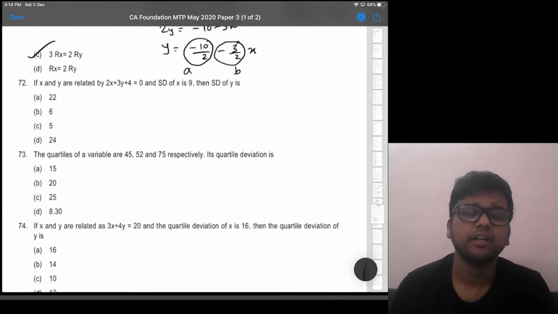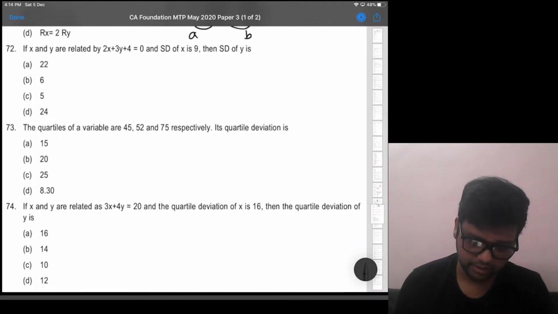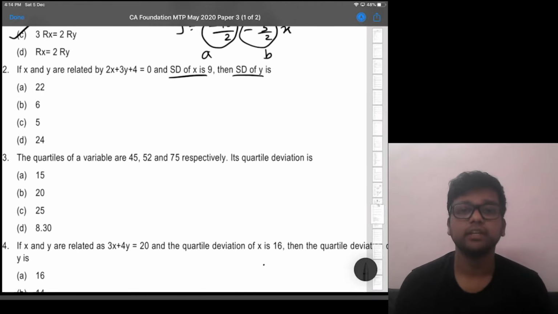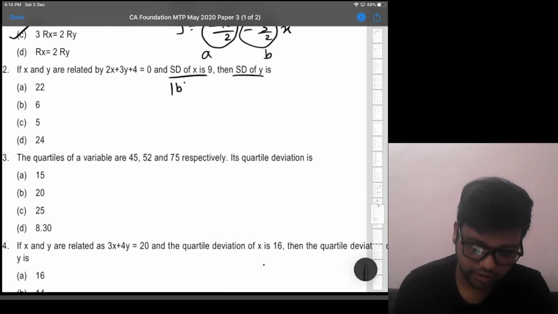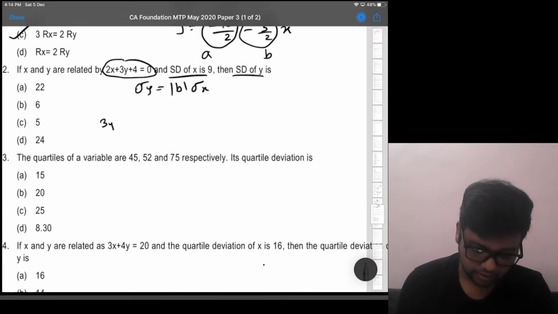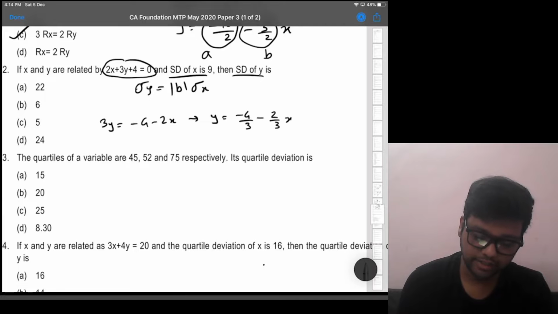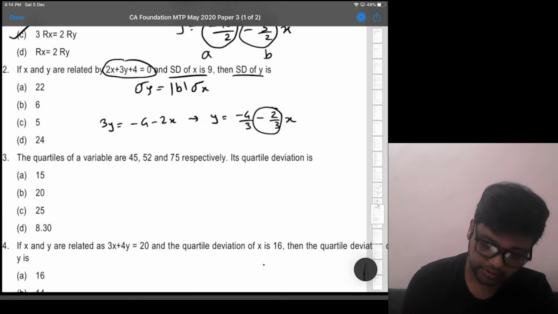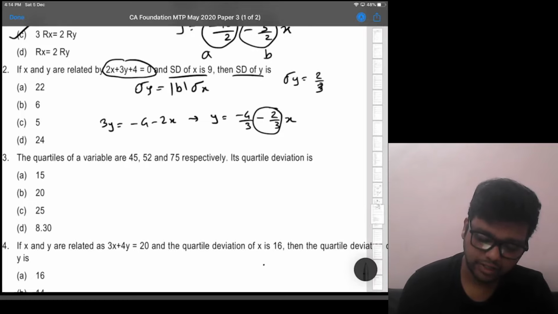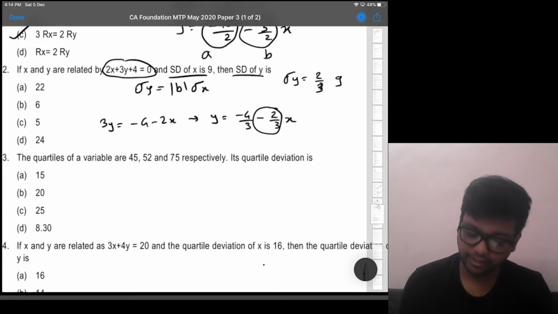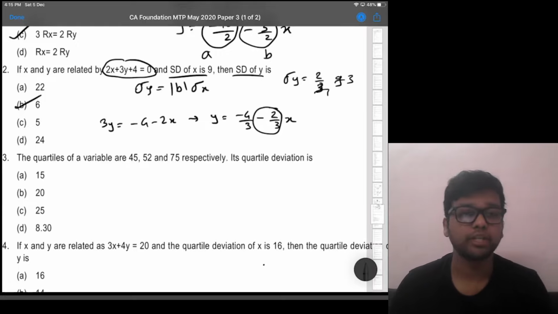Again, a similar question. If x and y are related by this and SD of x is 9, then what is SD of y? SD is also affected by the positive value of change of scale. So let's bring it to standard form first. If we rearrange this, 3y = -4 - 2x. That means y = -4/3 - (2/3)x. That means this is the change of scale. So sigma y will be 2/3 into sigma x, that is 9. 2/3 into 9 will be 6. Option B.